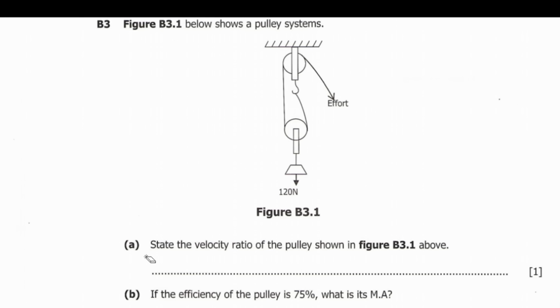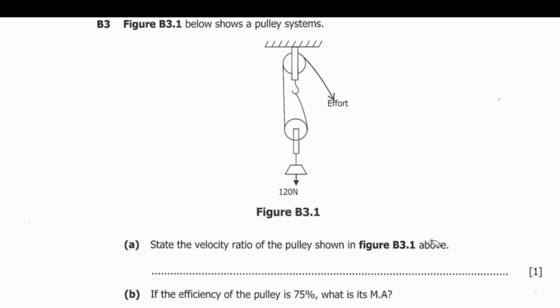Then here they are saying state the velocity ratio of the pulley shown in figure B3.1 above. So you state, it is just to say it. If it is a number, you state the number here. That's what they want. State the velocity ratio of the pulley shown in figure B3.1 above.